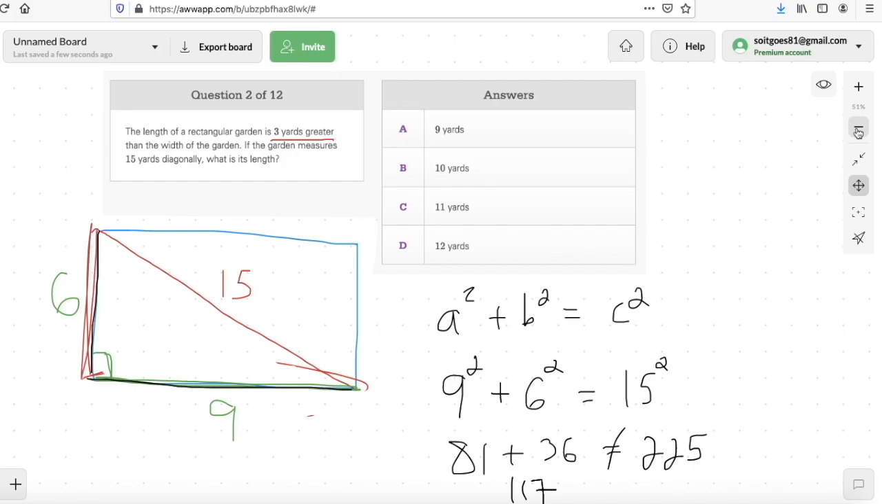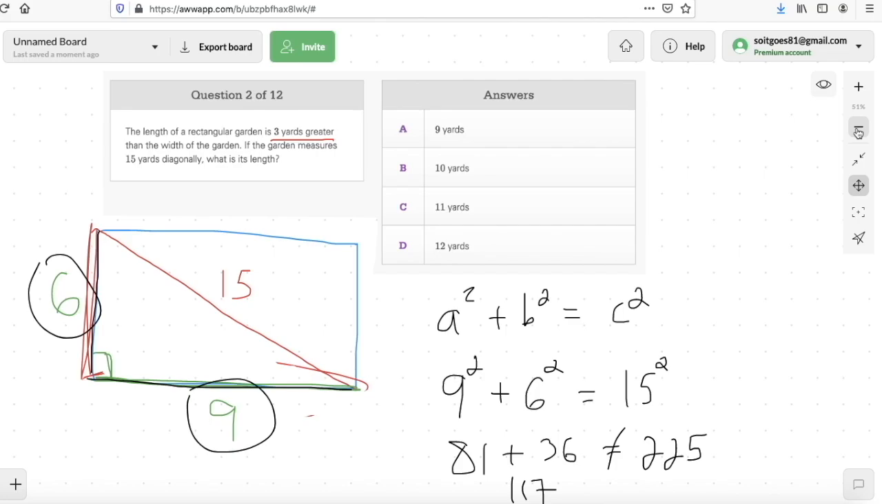Because the Pythagorean theorem holds true for every single right triangle. Does that make any sense at all? You can say no if you're like, I have no idea what you did. Whatever values we pick for the length and the width, when you square them and add them, you have to get 225, because 15 squared is 225. And the Pythagorean theorem is always true.